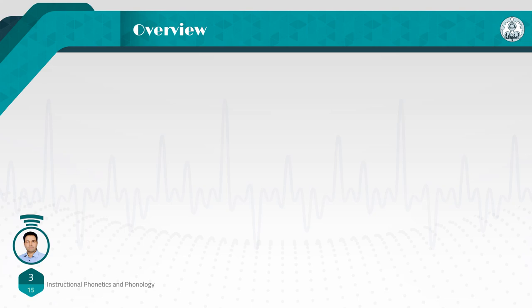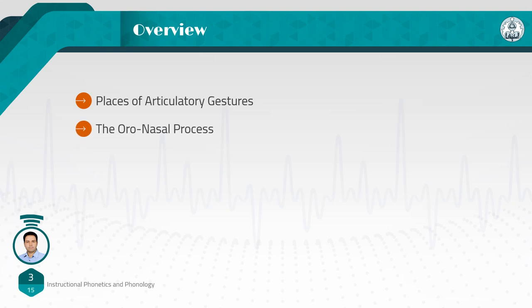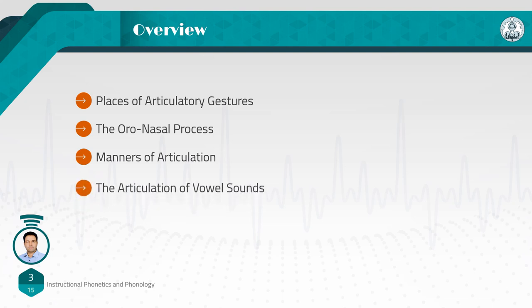Overview. In previous sessions, we talked about articulation and acoustics, places of articulatory gestures, the oronasal process, manners of articulation like stops, oral and nasal stops, fricatives, affricates, approximants, laterals, lateral approximants in fact. We also talked about some additional consonantal gestures and the articulation of vowel sounds, and finally we had a discussion on suprasegmentals. Today we are going to talk about the transcription of phonetics and phonology.